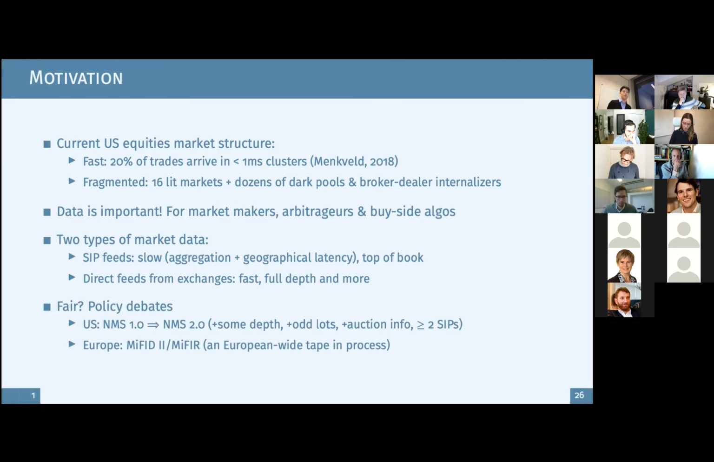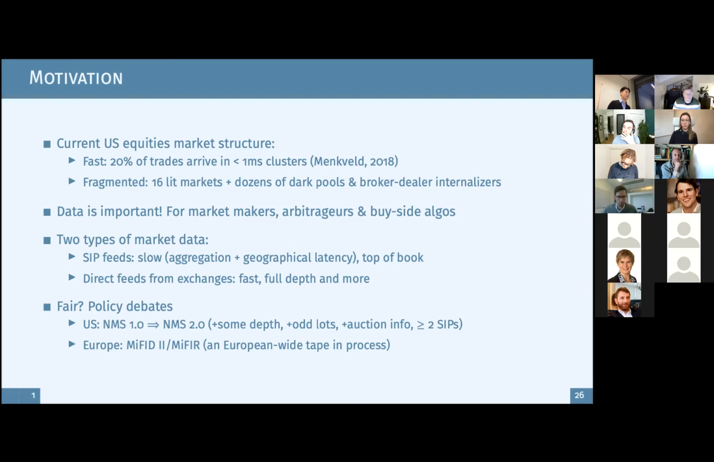Given the two types of market data, lots of people argue that we now have a two-tiered market: the haves, those direct feed subscribers, and the have-nots, the SIP-only subscribers. It's arguably not a fair market structure, which has given rise to a lot of policy debates, both in Europe and also in the US.